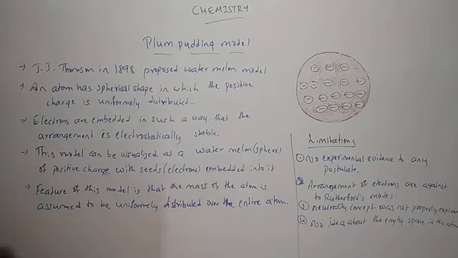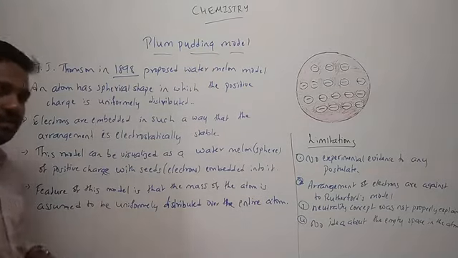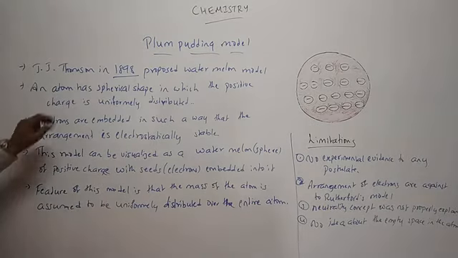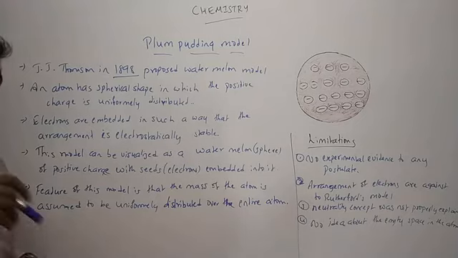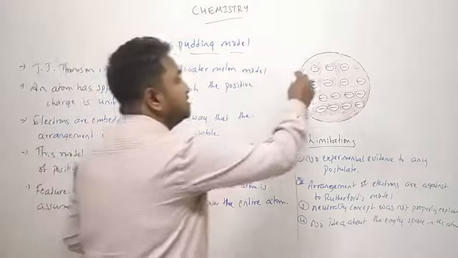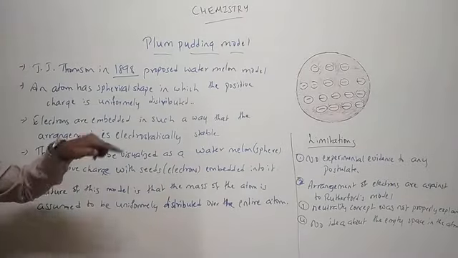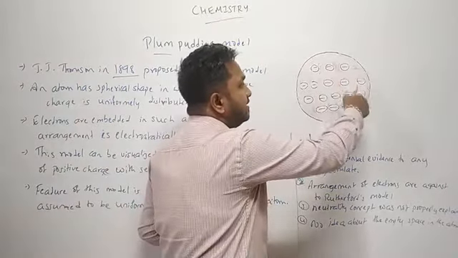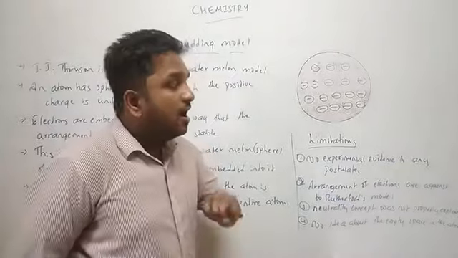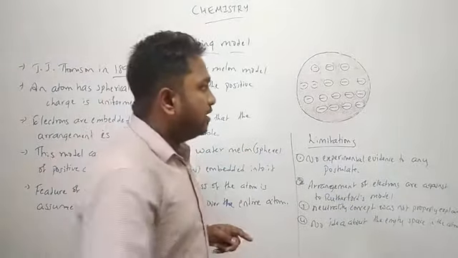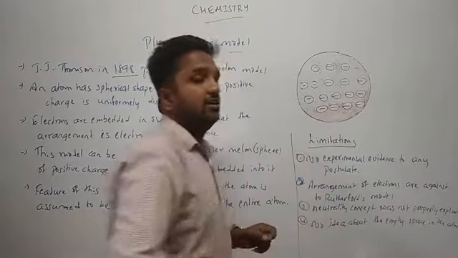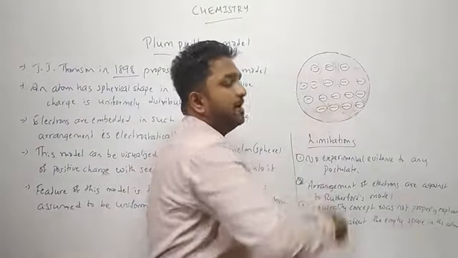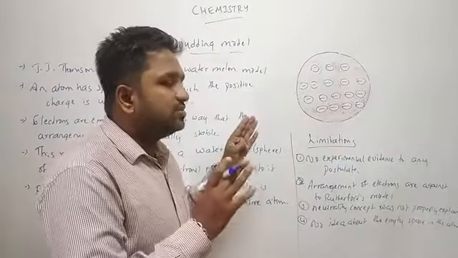This model was proposed in 1898 by J.J. Thomson, the discoverer of the electron, the negatively charged particle. According to this model, an atom has a spherical shape. What you are seeing in red are positively charged, and what you are seeing in black is negatively charged. In the watermelon, the seeds are the negatively charged particles, that is, electrons. So according to him, this was the structure of the atom.